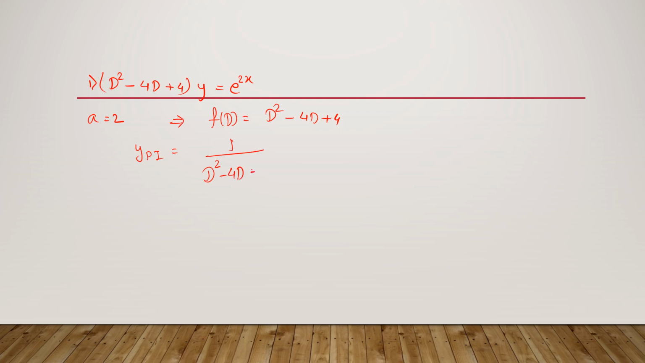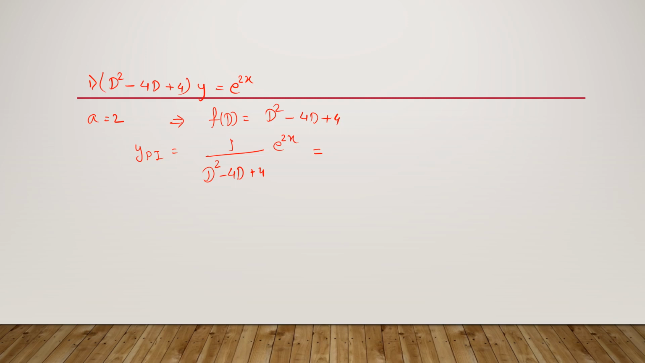So let's consider an example. D square minus 4D plus 4, y equal to e to the power 2x. So over here the value of a is equal to 2. Now we are provided with f of D equal to D square minus 4D plus 4. So find out the particular integral, which is given by 1 upon f of D, times e to the power 2x.